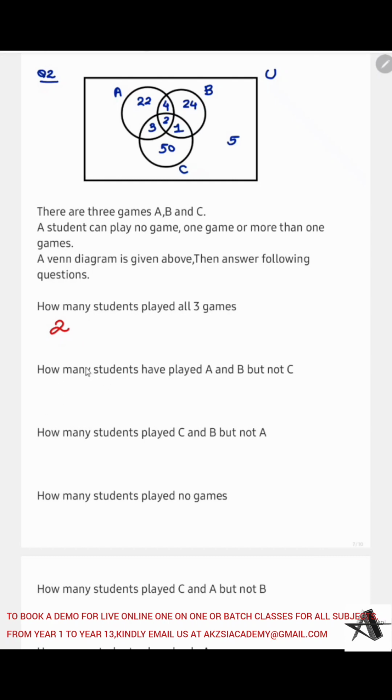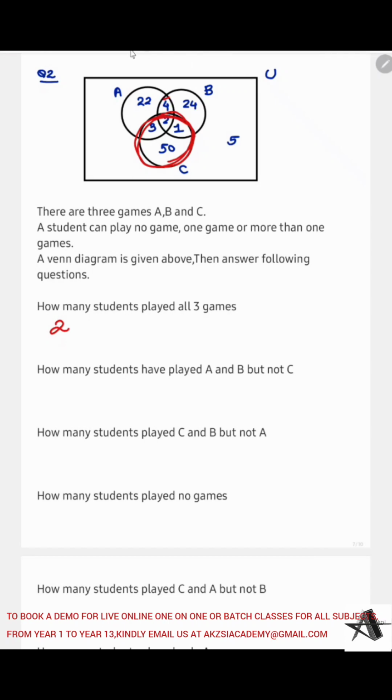How many students have played A, B but not C? That means we are looking for intersection of A and B, but C shouldn't be there at all because it is not C, so there's no interference of C included here, only A and B intersection. So this is A and B, they are intersecting. This is clearly A and B intersecting here. But as I go down this part, this is a region of C. And we don't want any interruption from C. So this part should be excluded completely. So what's remaining? Only this one.